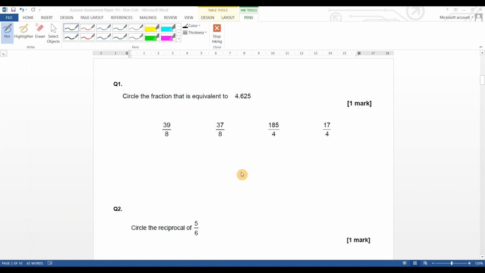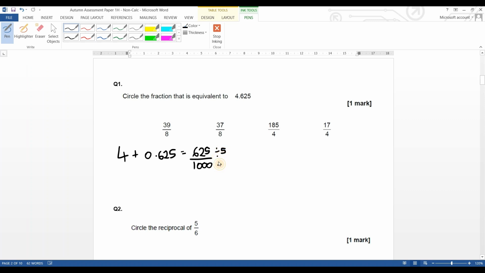Question 1. Circle the fraction that is equivalent to 4.625. So we've got various fractions here. These are all top heavy. These are improper fractions. There's only 1 mark, so I wouldn't go crazy and just spend ages on something like this. Probably change 4.625 as a fraction. That's the same as 4 and 0.625. So if you change 0.625 into a fraction, technically that's 625 over 1,000. Let's simplify this. What goes into these?